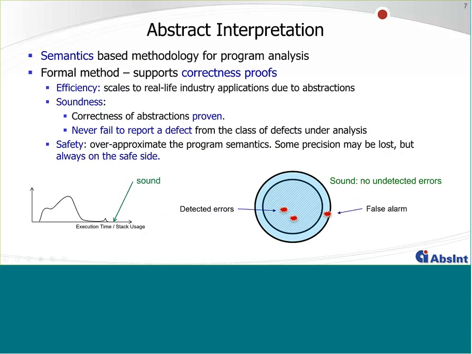Briefly, one slide about abstract interpretation. I mentioned that this is a formal method for static program analysis, and the benefit of this is that it really supports correctness proofs. It's an important goal of any kind of static analysis to be efficient, to scale to real-life applications, which, as of today, consist of several millions of lines of code. The tool must be able to deal with this. And this only works if the tool does some abstractions, some simplifications.